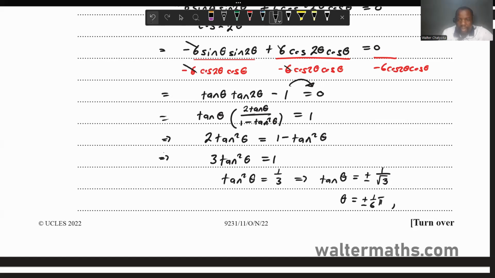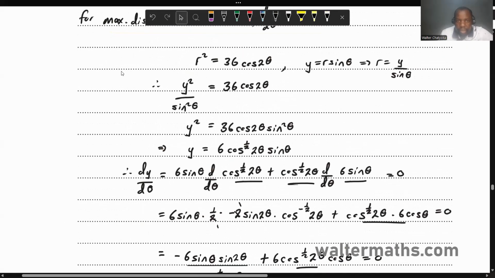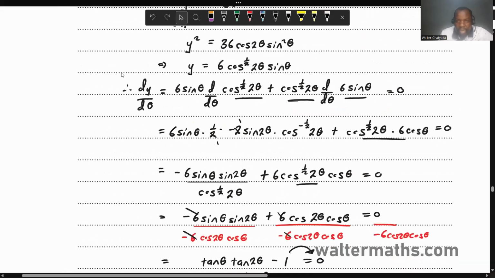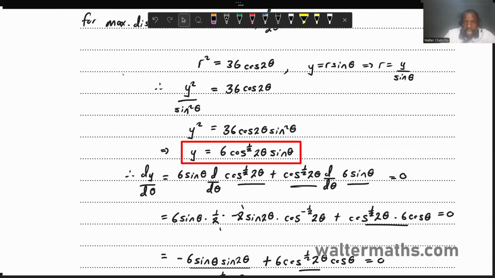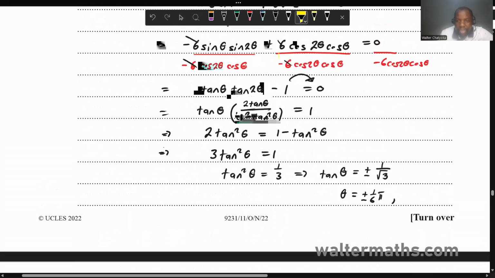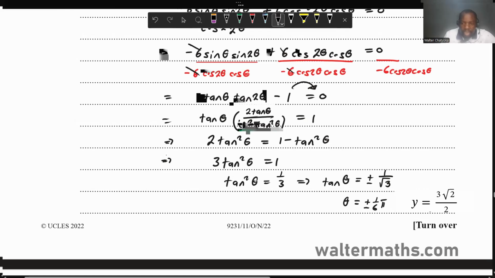Now, because the question requires us to find the maximum distance, if we substitute π/6 for theta into here, we will get 3√2/2. So basically, we are saying that when theta is π/6, y will come out as 3√2/2. So that's the maximum distance, basically. That's the answer right here.